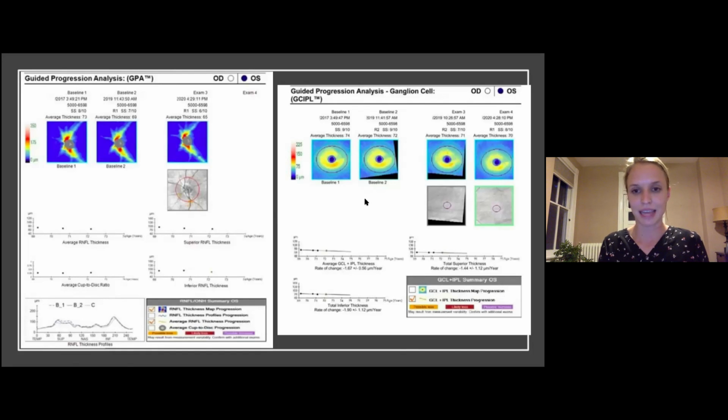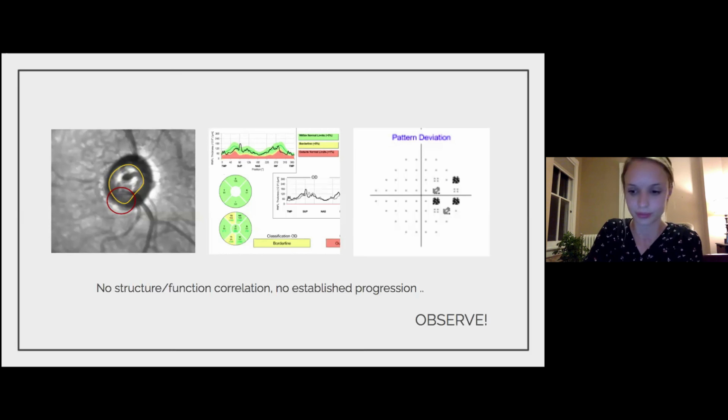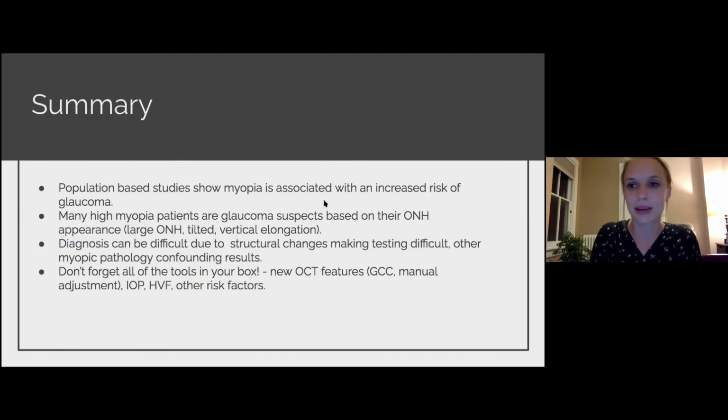And in this case, it was really both the RNFL and the ganglion cell complex that gave us the complete picture. So in summary, population-based studies have shown that myopia is associated with an increased risk of glaucoma. Many highly myopic patients are glaucoma suspects based on their nerve appearance. They have large nerves that are tilted and cups that are vertically elongated. And diagnosis can be difficult due to structural changes that make our tests difficult.